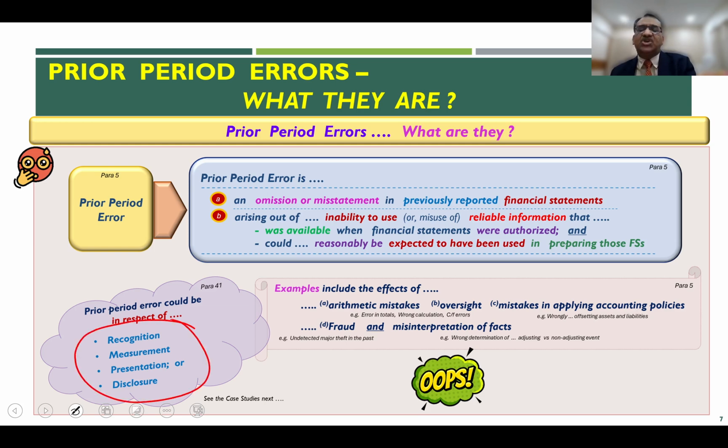Irrespective of the nature, if the prior period error falls into any of these categories, then that would meet the definition of paragraph 5. So paragraph 5 and paragraph 41 need to be read together for the purpose of determining the prior period error.